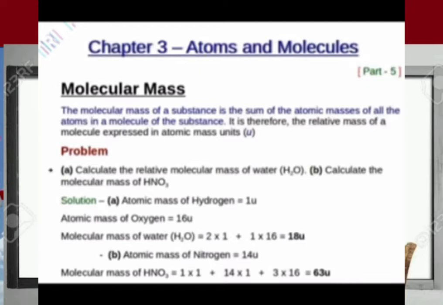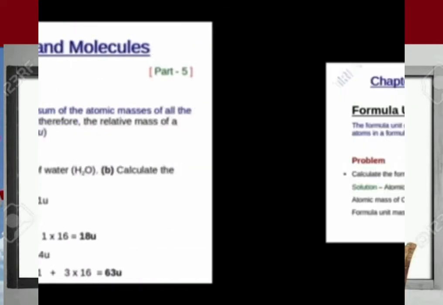In the case of HNO3, the atomic mass of nitrogen is 14U. So the molecular mass of HNO3 is hydrogen 1 into 1, plus nitrogen 1 into 14, plus oxygen 3 into 16. So the total molecular mass of HNO3 is 63U. That is about molecular mass.